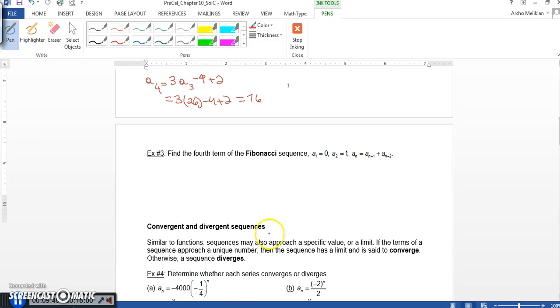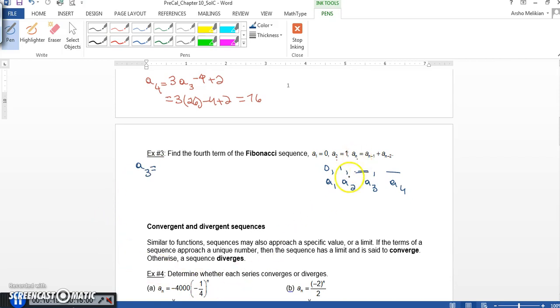So the formula is this, and please be careful in your packets. It's supposed to say A2 here, but I think it says A1. So please fix that. So now, it tells us that A1 is 0, A2 is 1, and we want to find the fourth term. So this is A1, A2. We need A3, and eventually we need to find A4.